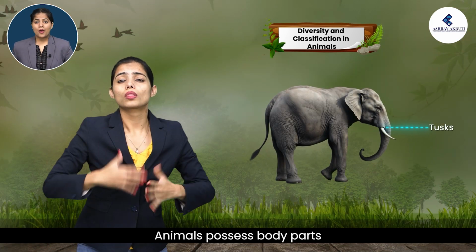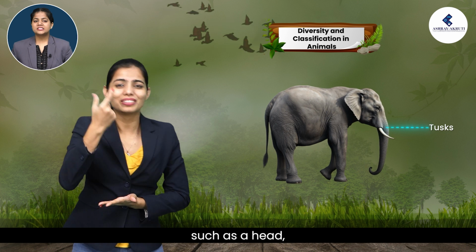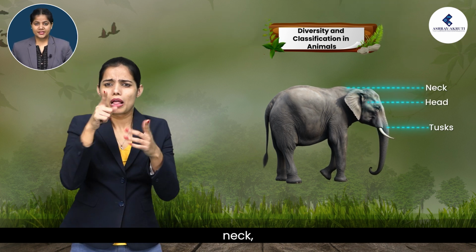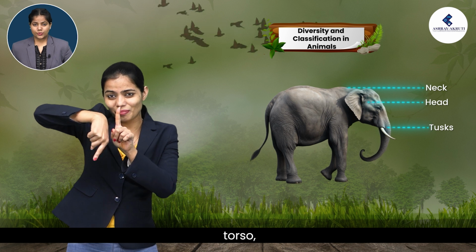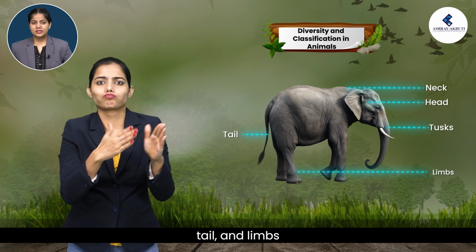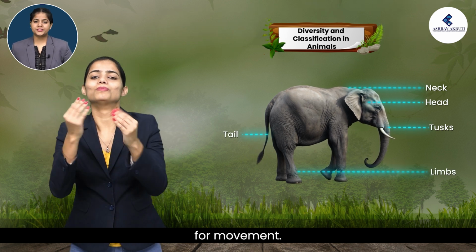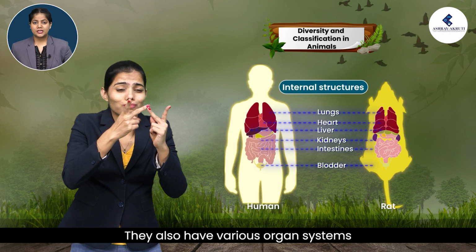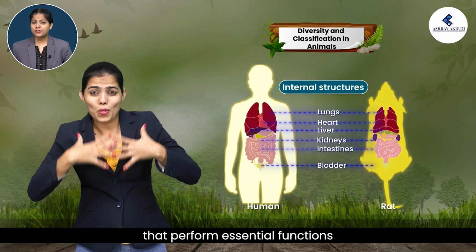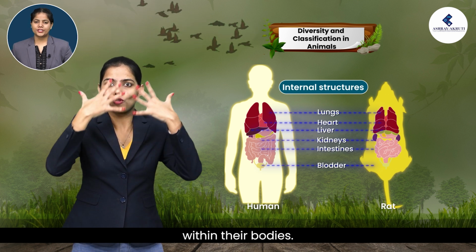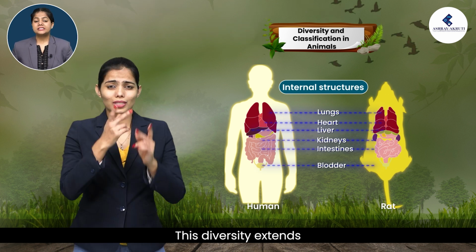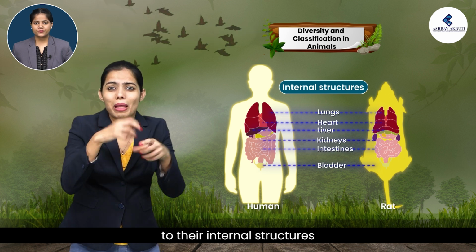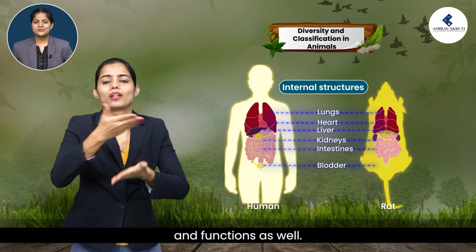Animals possess body parts such as head, neck, torso, tail, and limbs for movement. They also have various organ systems that perform essential functions within their bodies. This diversity extends to their internal structures and functions as well.